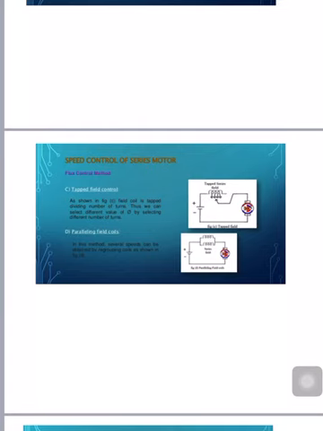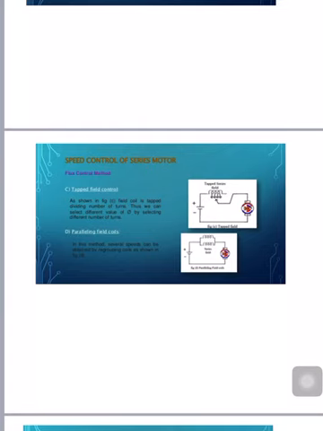And in this method, a number of tappings from field windings are brought outside. This method is employed in electric traction. That is, this is another way of increasing the speed, that is by reducing the flux. How will we reduce the flux? By lowering the number of turns of field winding through which the current flows. We can observe in the diagram a number of tappings from field windings are brought outside, and we can use it in electric traction also.